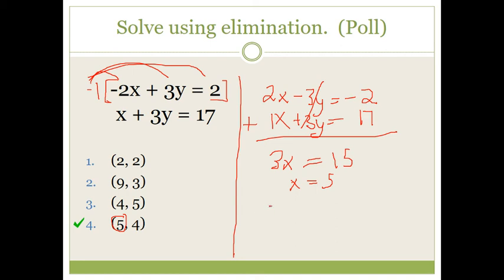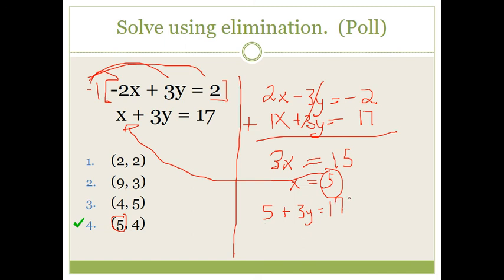So I'm going to choose the bottom equation to substitute x back into. I say that 5 plus 3y is equal to 17. Notice how I just took this 5, which is equal to x, and replaced x in the second equation with it. Now finally I can solve for y using inverse operations.